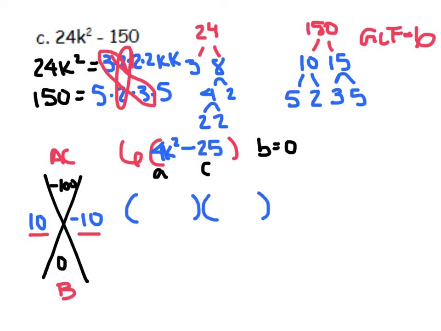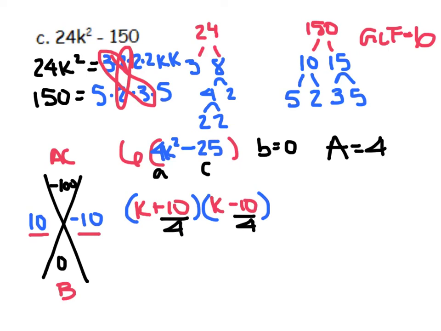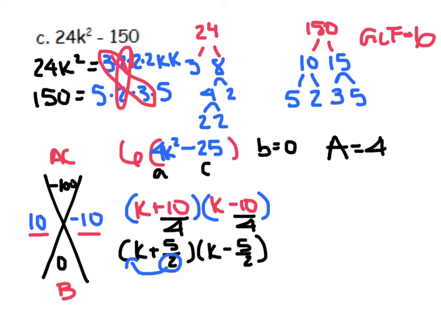So we just figured out what goes in our parentheses. Pay attention, the letter is k. Plus 10, minus 10. Look for our lead coefficient, which is A, which is the number 4. So I'm going to divide by 4. Notice those do reduce. This one is positive 5 over 2. This one reduces to negative 5 over 2. We take that denominator and we move it to the front of our letter. So really we end up with 2k plus 5 times 2k minus 5.